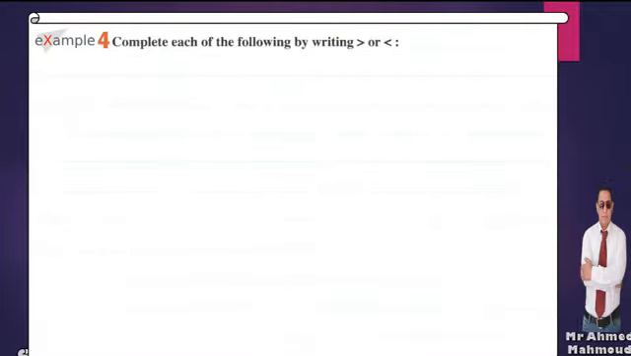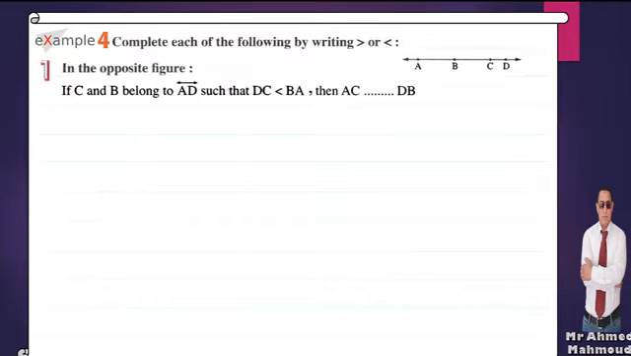Example 4 here, complete each of the following writing greater than, smaller than, or equal. Number 1, in the opposite figure, here we have DC smaller than BA. DC smaller than BA. This one is small and this one is big. Then AC according to DB. Okay. Here, because AB is big and CD is small, okay, we add BC to both of them, then AC is the greater one.